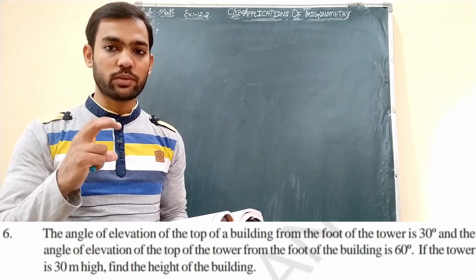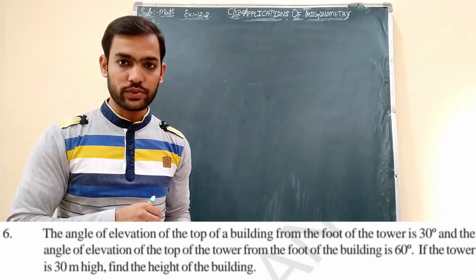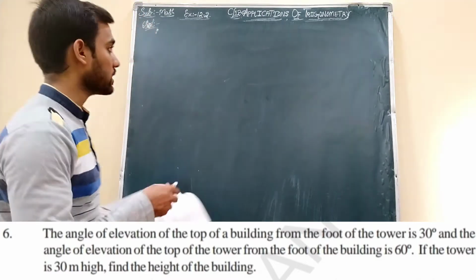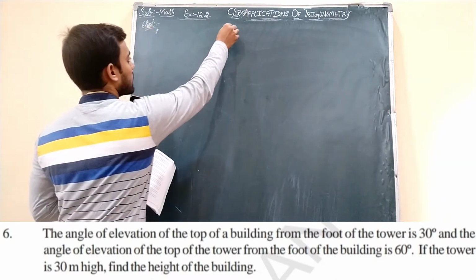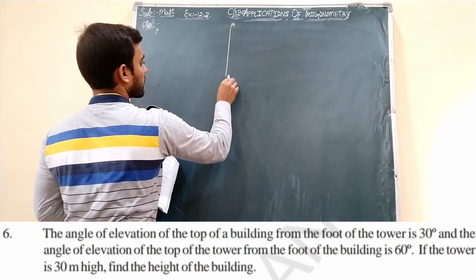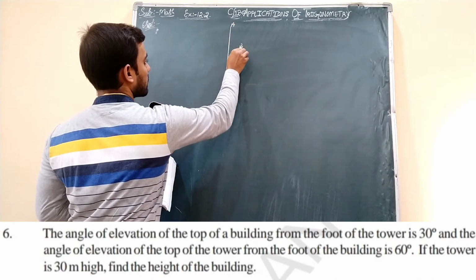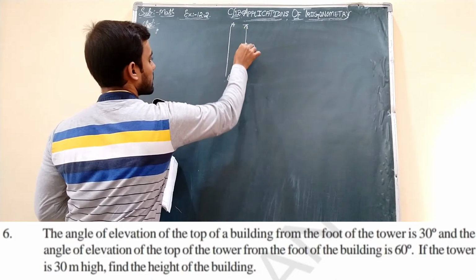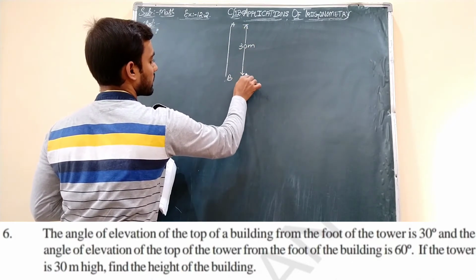The height of the building should be smaller than the height of the tower, which means it should be smaller than 30 meters. Okay, students. So let us draw the diagram for the 6th one. This is tower AB. This is already given as 30 meters, students. Okay, complete height is 30 meters.